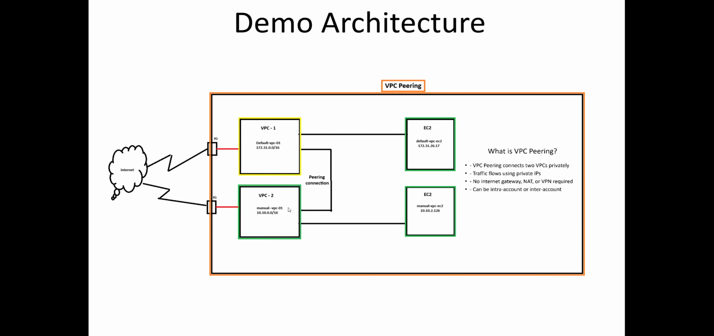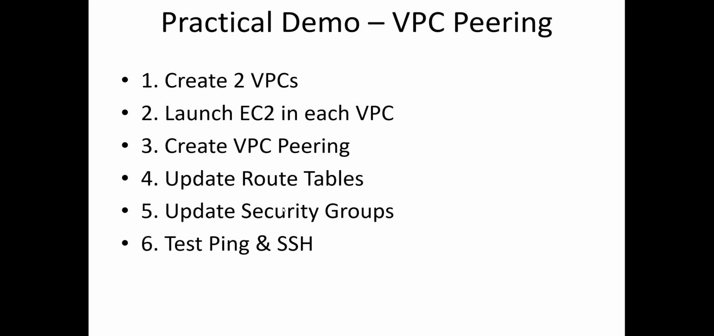Okay, right? So let's try to build that. We have a few steps that we can follow. Create two VPCs. We already created them. Launch EC2s in each VPC. So we have done that. Create a VPC peering. Now steps 3, 4, 5, 6, yeah, these steps we are going to do.